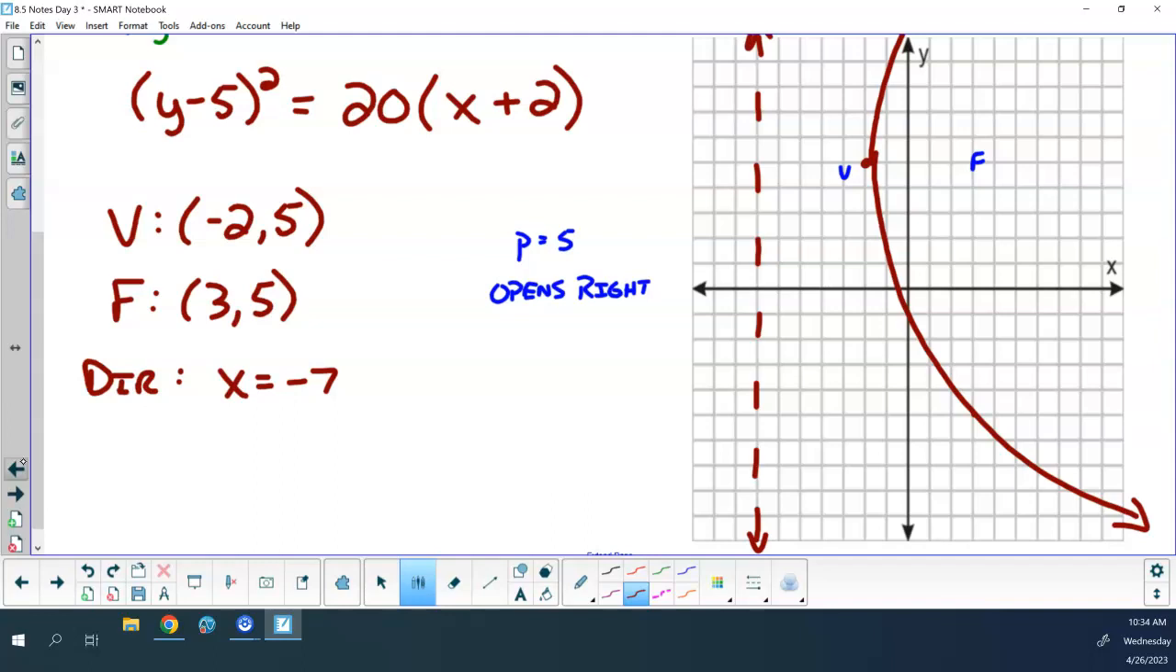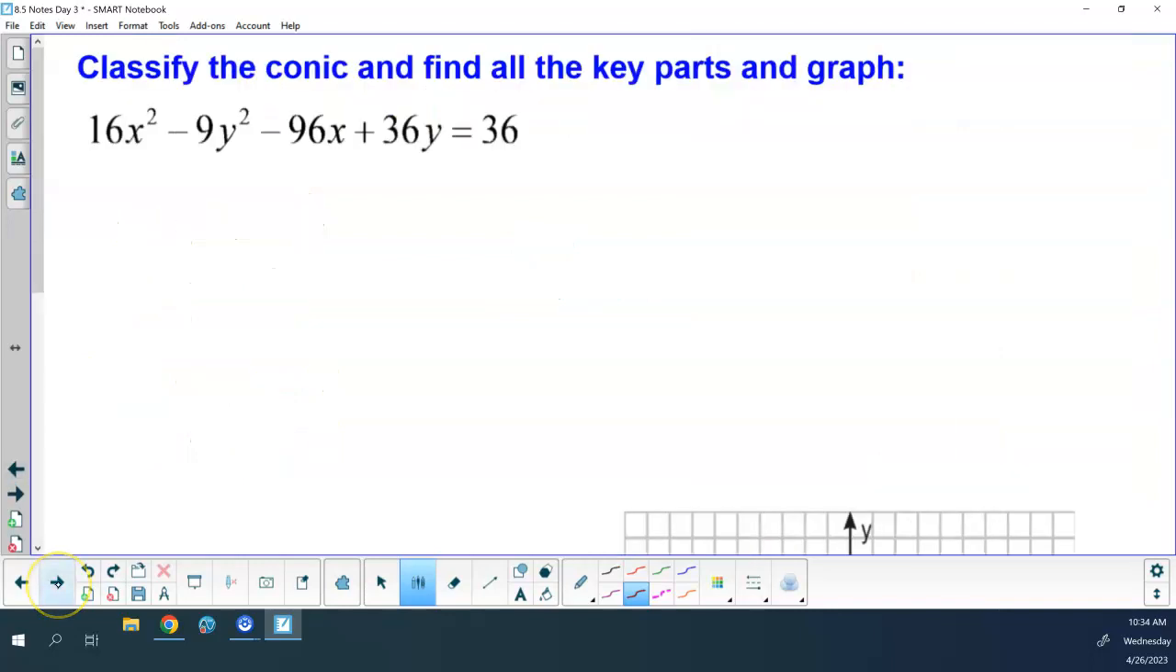One more thing. What is the axis of symmetry? Good. Let's do one more. What do you think it's going to be?